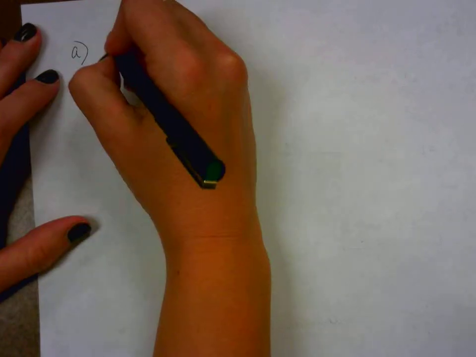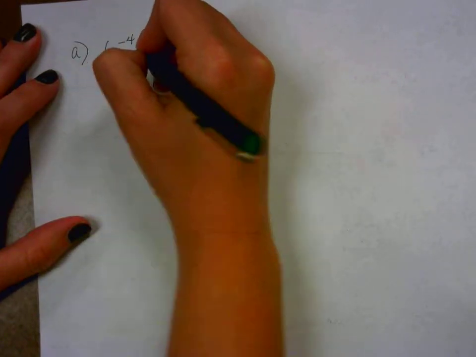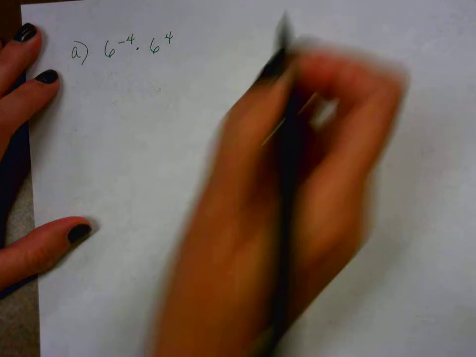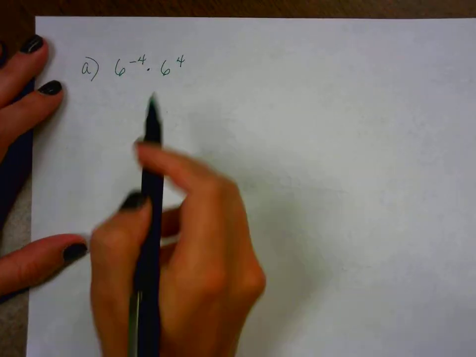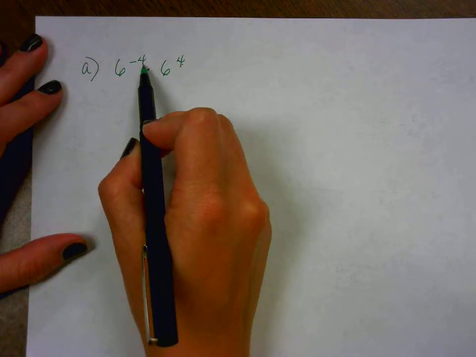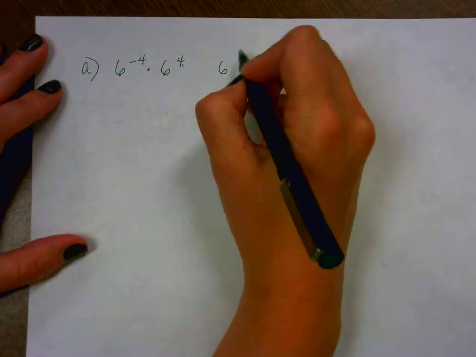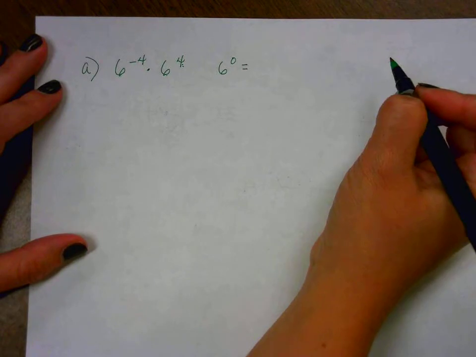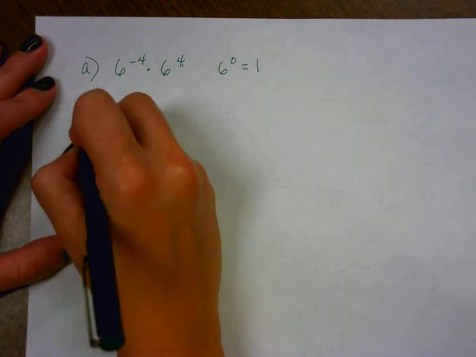If I have 6 to the negative 4th times 6 to the 4th, we're going to use the same rules we did before, where we have the same base and we have our exponents. So we're going to add these, so that would be 6 to the 0 power, and we said anything to the 0 power is 1 whole.